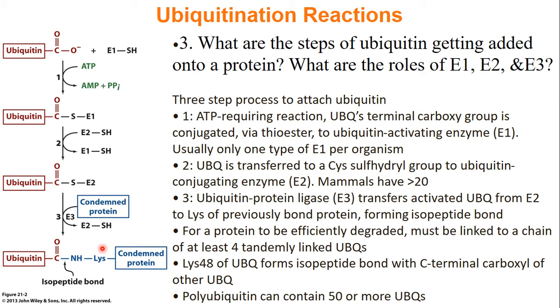We are always attaching ubiquitin onto a lysine residue of whatever protein we are ubiquitinating, and we form an isopeptide bond, which is a peptide bond but on the side chain instead of the backbone. Then we can polyubiquitinate, keep adding ubiquitin onto ubiquitin.